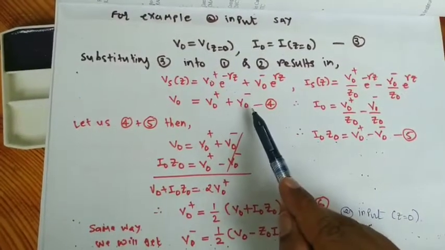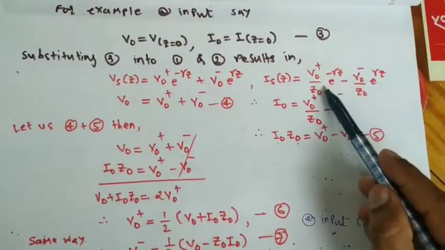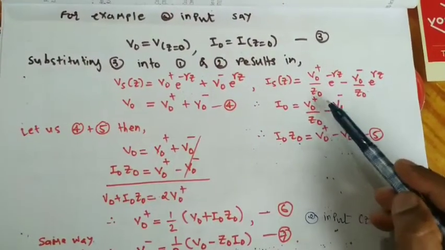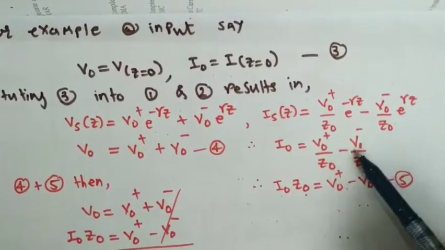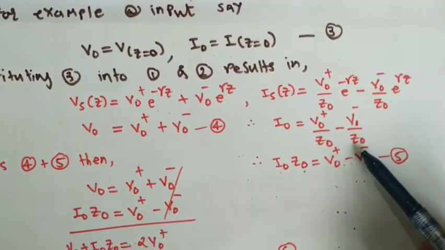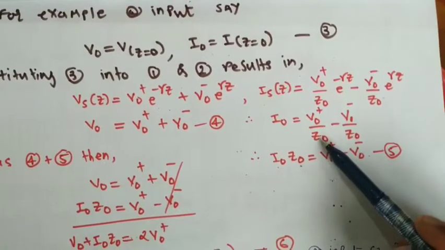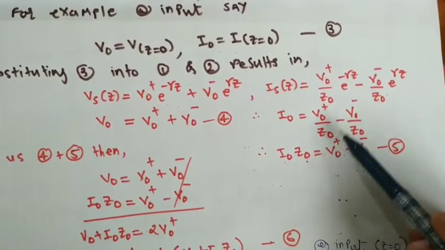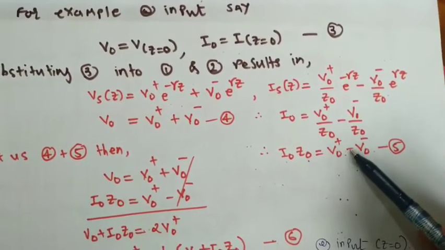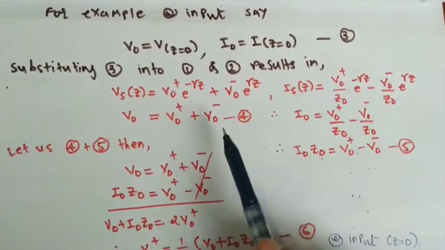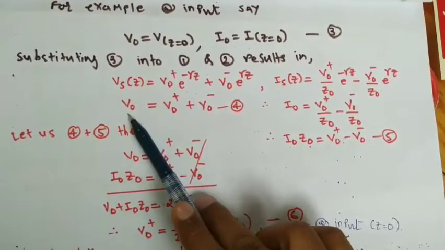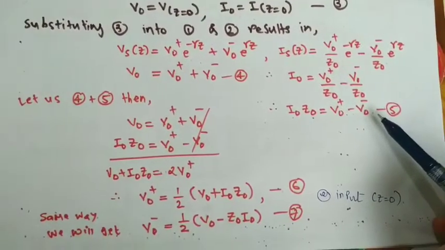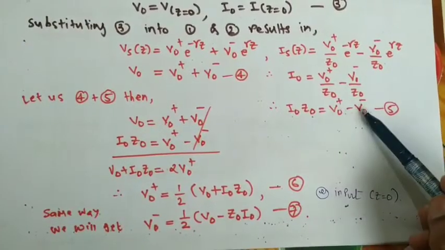Same way, if you put in the current relation, you can see that this term will become 1, and so we get V0 plus over Z0 minus V0 minus over Z0. If I multiply this by Z0, the relation becomes I0 into Z0, which is nothing but V0 plus minus V0 minus. So now we have two relations, equation number 4 and equation number 5, and our objective first of all is to find V0 plus and V0 minus.